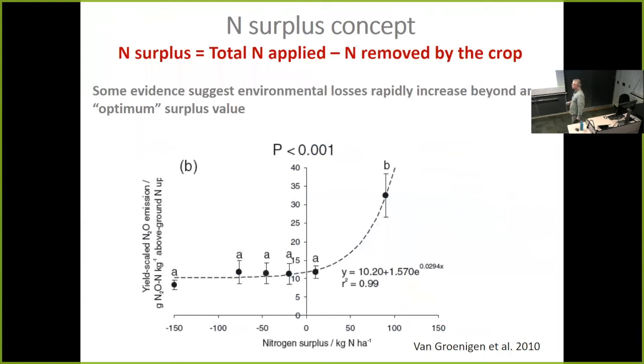And there are many studies now that find that when you increase N surplus, in the first stage you have no increase in your yield-scaled losses. So basically, the fertilizer you add translates into higher yield, so it's not lost to the environment. But there is a threshold in N surplus where further increase really drives environmental losses up. And the idea is that you can use this N surplus index to better track the sustainability of your field. And I will show that here.